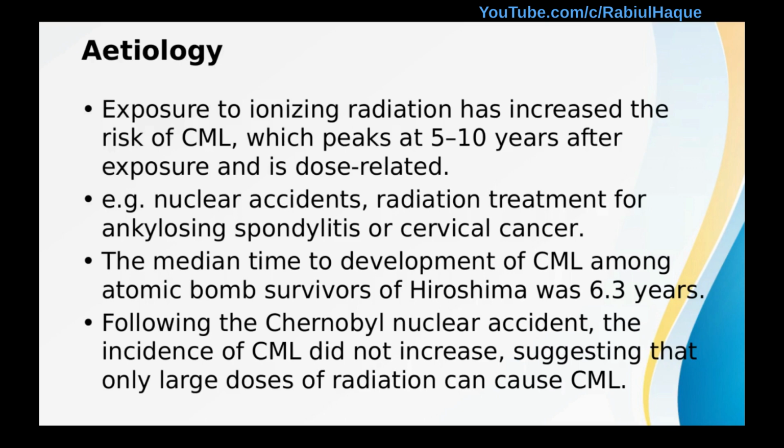Now, what do we mean by these last two bullet points? We can see that only large dose of radiation can cause chronic myeloid leukemia. When there was atomic bomb blast in Hiroshima, the affected individuals were exposed to large dose of radiation, and that's why many of them developed chronic myeloid leukemia. However, in case of the Chernobyl nuclear reactor accident, the dose of radiation was not that high.